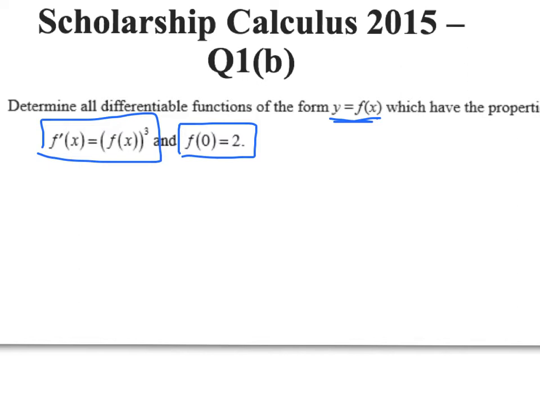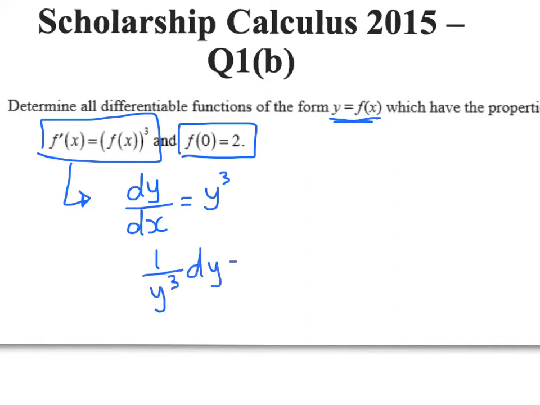So there are some different ways to do this, but I find it easiest to rewrite this using Leibniz notation. So we're going to get this: dy by dx is equal to y cubed. So we'll start from there. Now we'll do pretty much the only technique we have in our toolkit, which is to separate the variables out. So we've got 1 over y cubed dy is equal to 1 times dx.